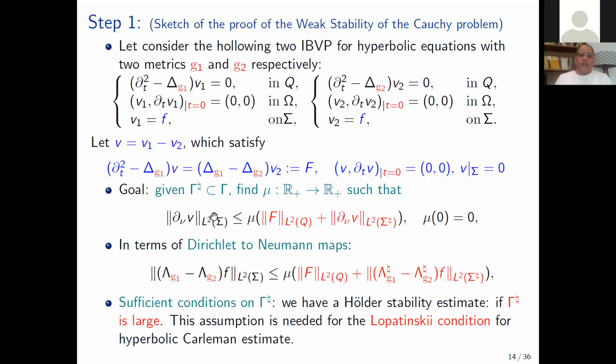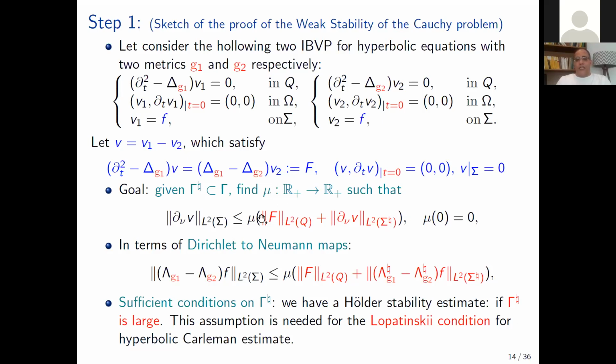So our goal here: if you consider any portion of the boundary, Γ sharp, in the boundary Γ, we need to find some positive function μ such that we have this kind of stability estimate for the Cauchy problems. So we need to estimate the normal derivative of the solution in the whole boundary Σ with the Cauchy data, or the hyperbolic Cauchy data.